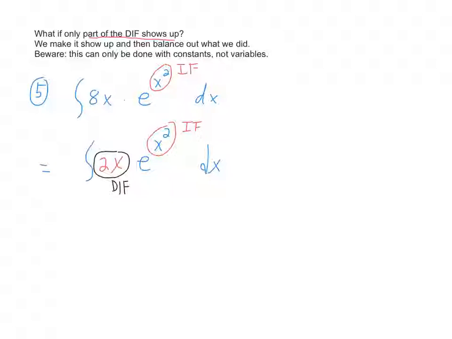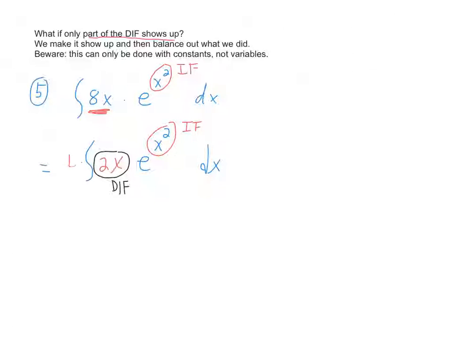All right, we forced it to show up. But I just changed the problem. I changed it from having an 8x to a 2x. So I can't do that. I need to balance out what I've done. So you got to think about, okay, what do I need to multiply this by on the outside in order to turn this 2x back into the 8x?